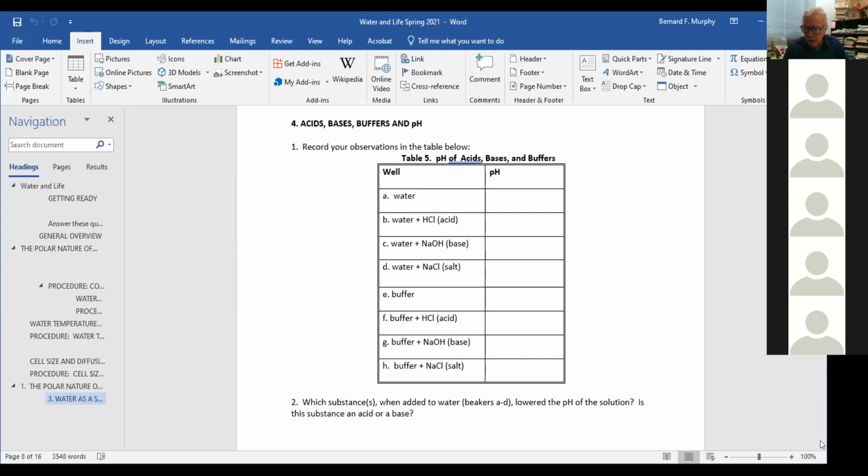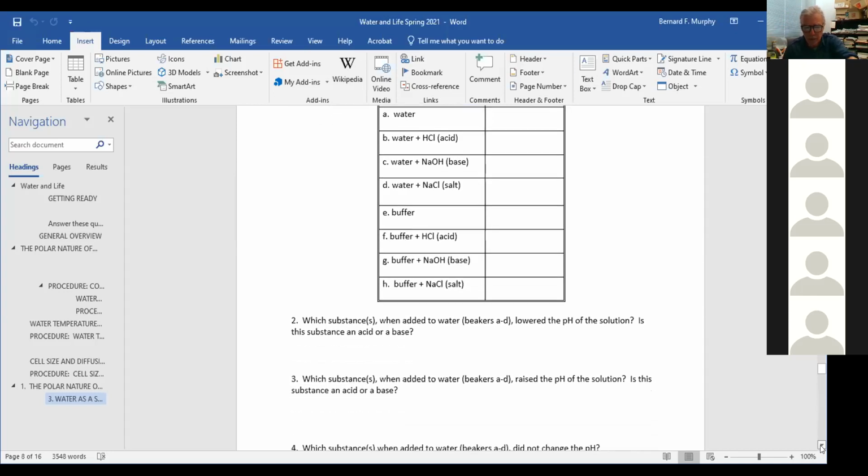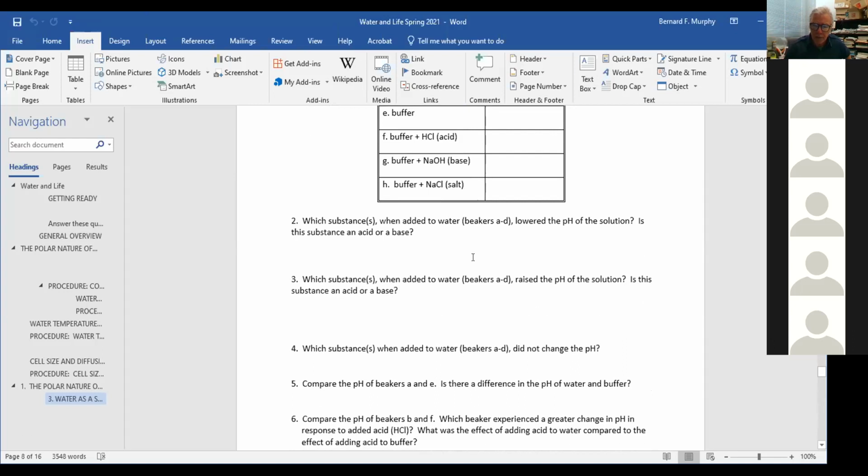And here, down here is just answering the same questions we just went over. Which substances added to water, A to D, lowered the pH? And is this substance an acid or a base? And so we've already gone over that. 3, which substance when added to water, A through D, raised the pH? Is this substance an acid or a base? It's a base. And then 4, which substance when added to water did not change the pH? And just write down the letter of those.